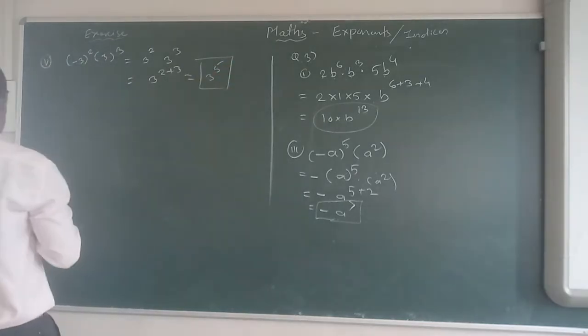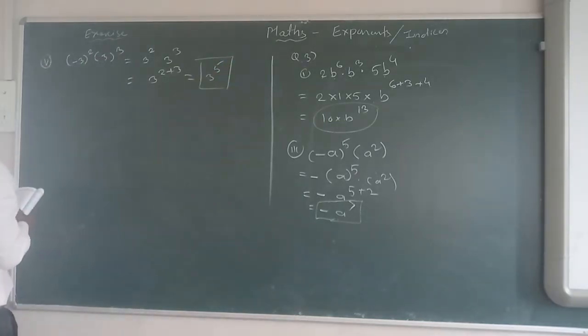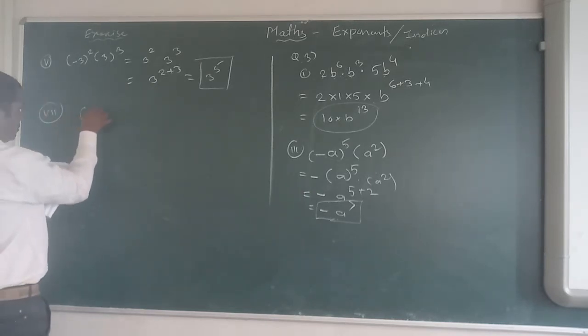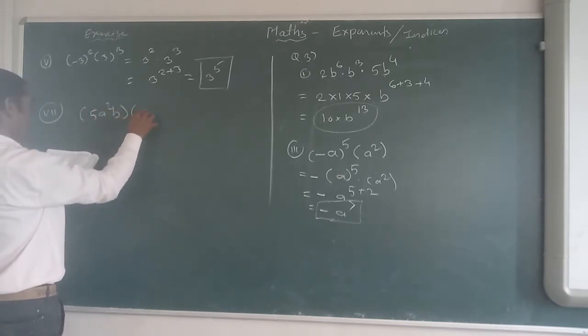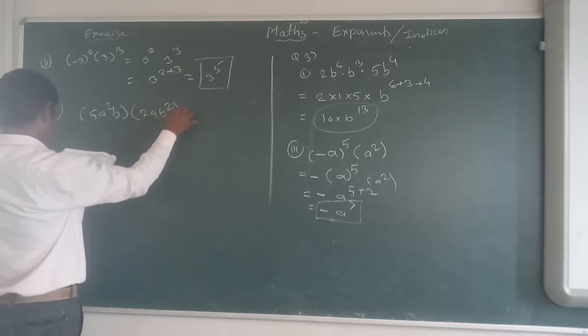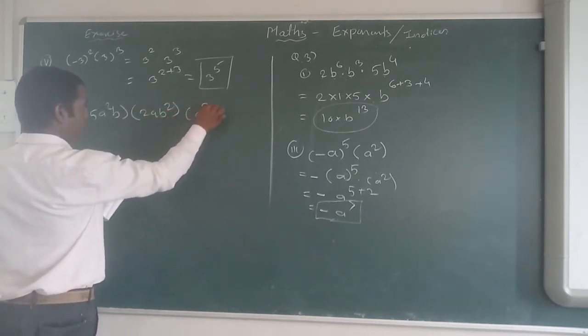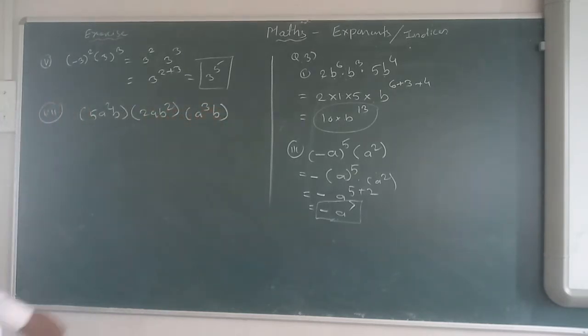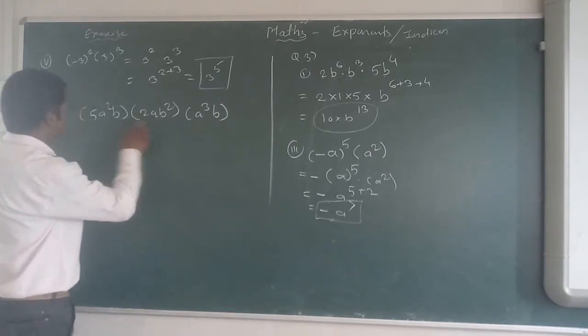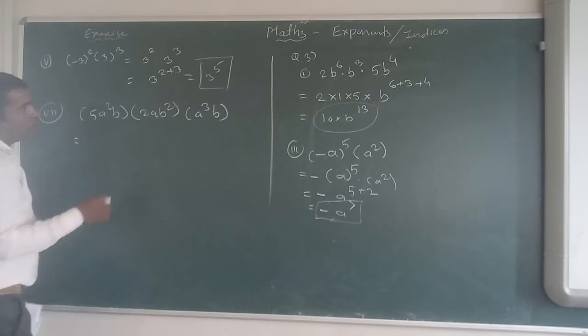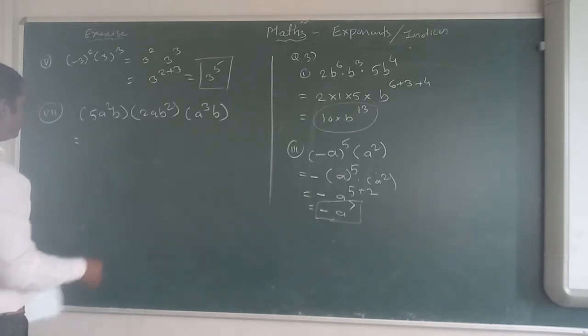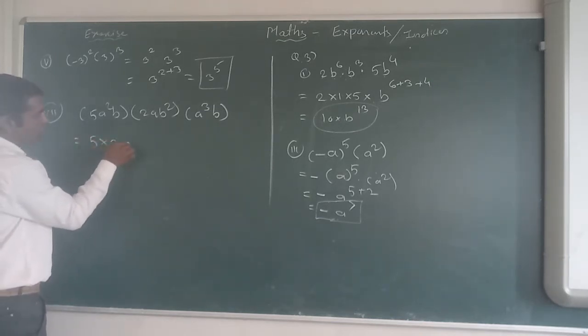Got it now? Now after that I am taking the 7th one. Question 7 is given: 5 a square b, second bracket 2ab square, third bracket a cube b. So here first we will write the coefficients. What are the coefficients here? 5, 2, 1. Is any bracket power given? No. So 5 into 2 into 1.